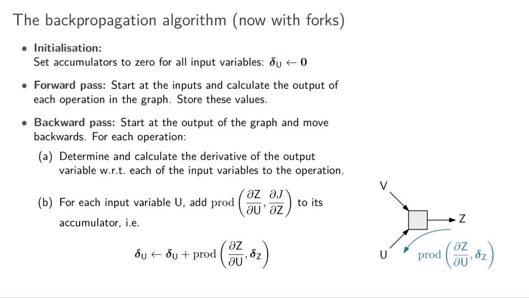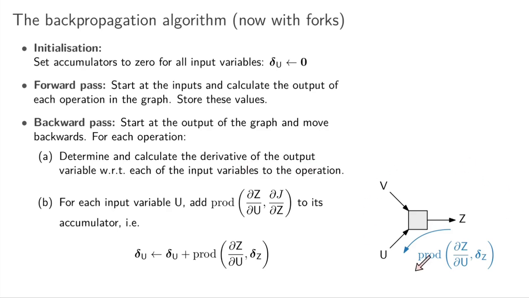And this 0 can be a scalar, a vector, a matrix, or a tensor, depending on the variable. We then do a forward pass exactly as we did before, where we start at the inputs of the computational graph, calculate the outputs of each operation, and store these values. We will use these values when we're in our backward pass. The backward pass, we start at the output of the graph and move backwards. For each operation, for each little block or node in the graph, we determine and calculate the derivative of the output variable with respect to each of the input variables to the operation.